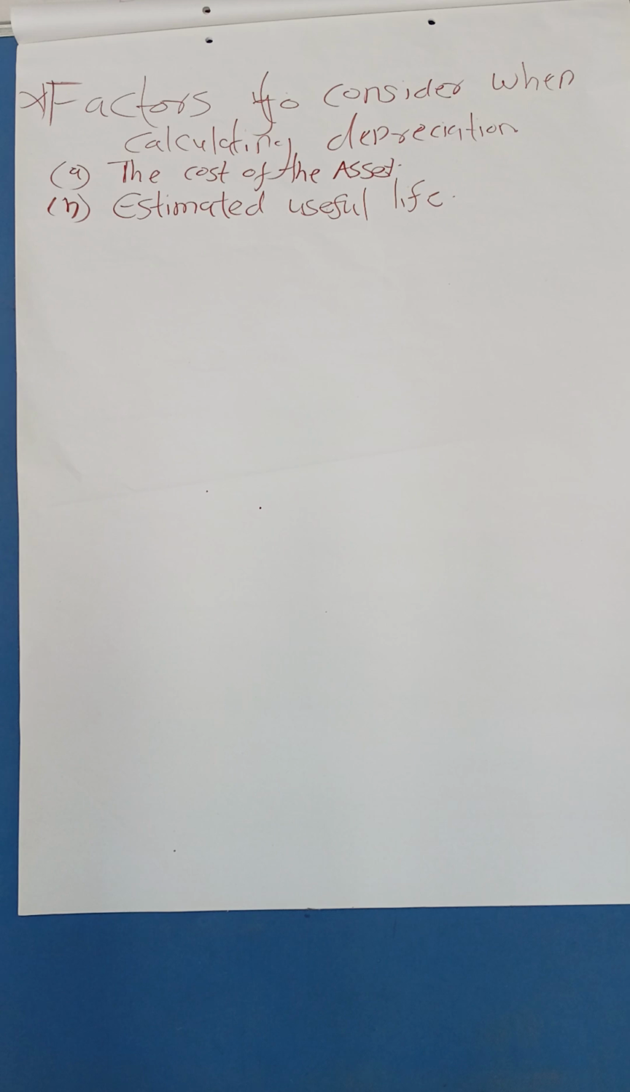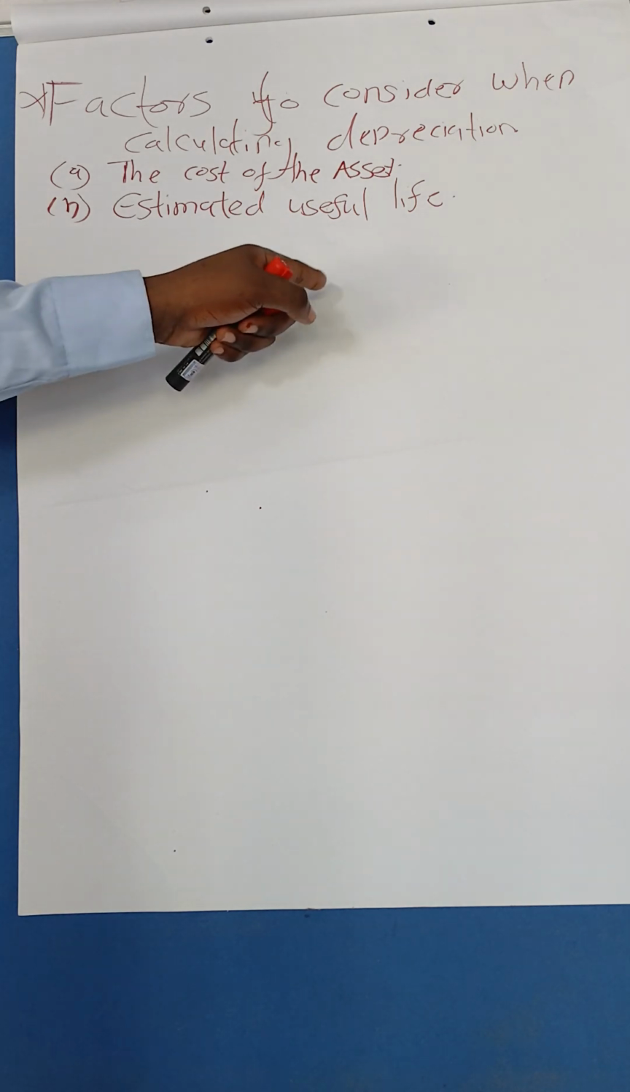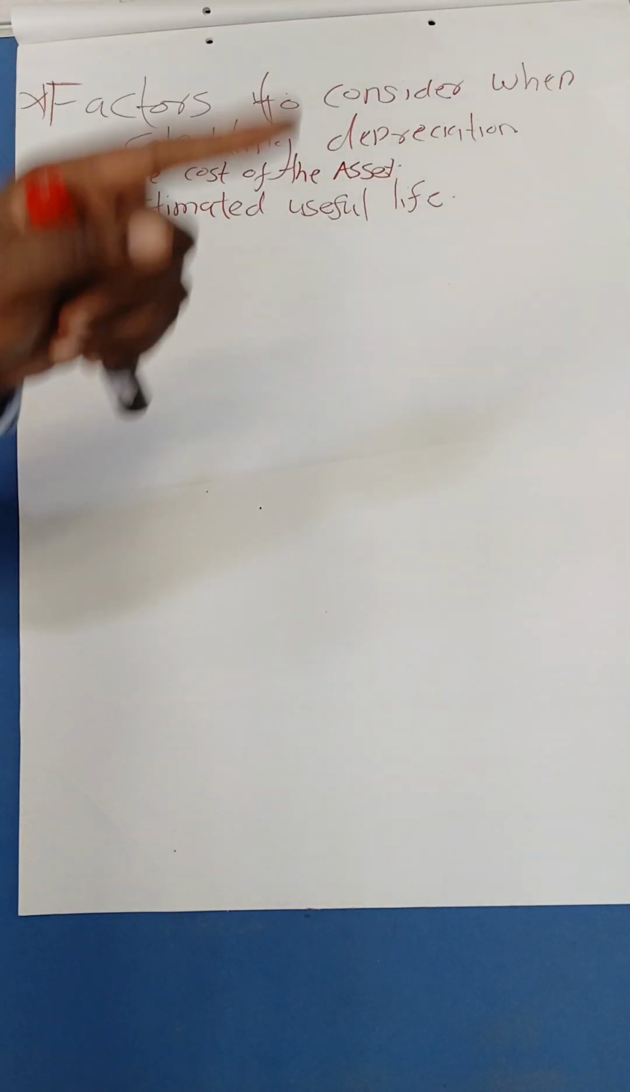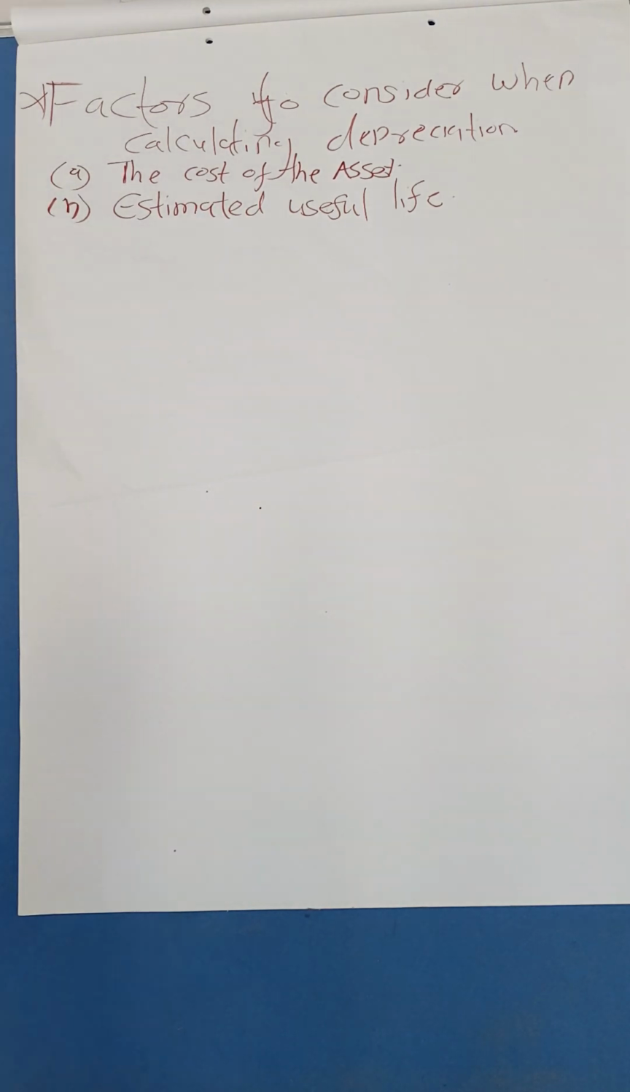So here we use the word estimated because we are not sure. We are just making an assumption that I might use this vehicle for 5 years and then I dispose of it by selling and get another one. So you have to know that in every question you will be given the estimated life of the asset. You'll be told the asset bought at maybe 20,000 is expected to be used for 5 years. So you have to note that.